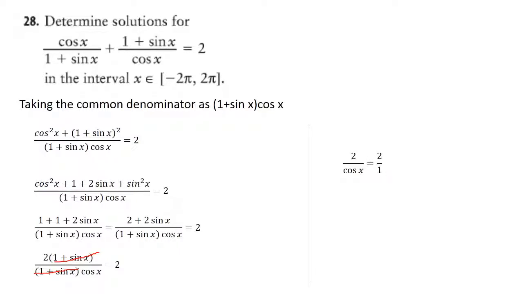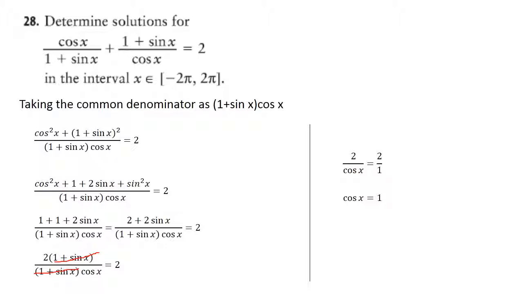That leaves you with 2 over cos x is equal to 2 over 1. But the important thing to recognize here is that they both have the same numerator. So if the two numerators are both the same, 2 on the left and 2 on the right, then their denominators must be equal to each other. You're going to end up with just simply that the cos of x is equal to 1. If you were to cross multiply, you'd get the same result. So really that's all you're solving.